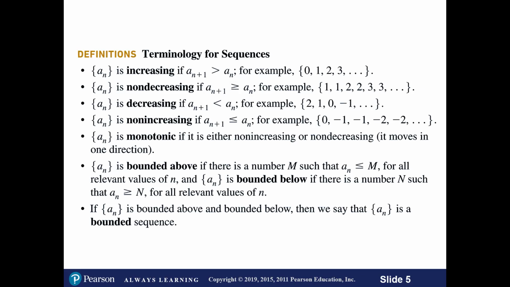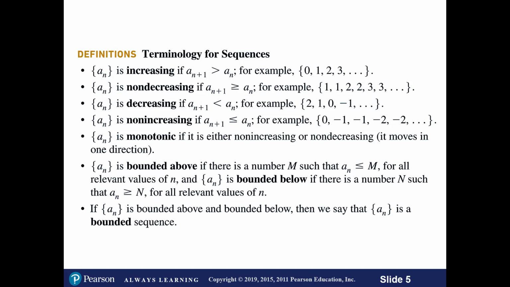Okay, some definitions, some terminology that's going to be important. We're going to talk about whether sequences are increasing or decreasing, first of all. So let's talk about increasing or non-decreasing sequences. Increasing means the terms get successively bigger. So the n plus first term is bigger than the nth term. The natural numbers are one such sequence: 0, 1, 2, 3.